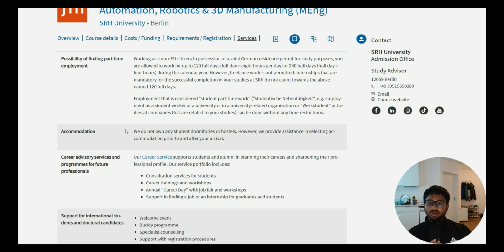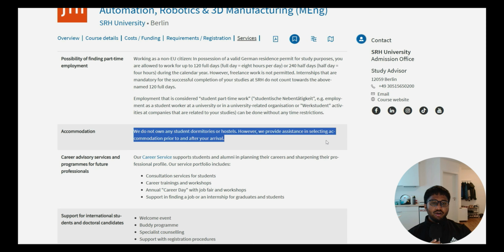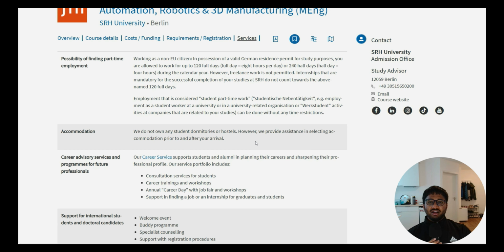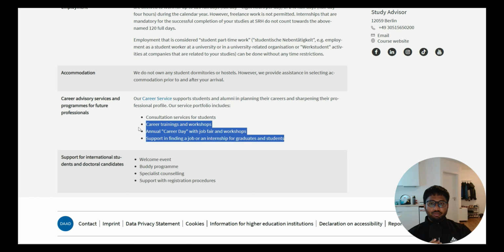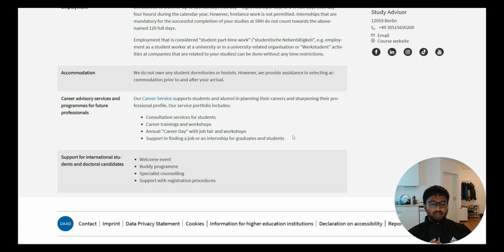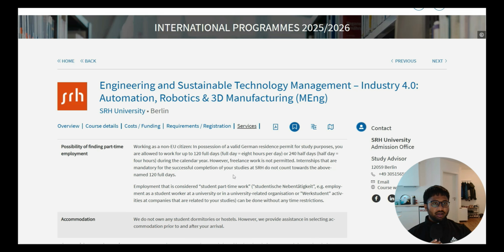Then accommodation, we don't have our own student dormitory hostels. However, we provide assistance with accommodation as soon as you arrive. But yeah, I suggest you guys to please search beforehand, because it takes so much time to search for accommodation in Berlin, in bigger cities especially. There will be dedicated careers advisory services where they will help you with the CV, application, where to apply, what are the jobs that you can apply for as a work student or as a part-time, full-time, everything that would be there. And as soon as you start, you will have your buddy program, welcome event, special counseling and other things.